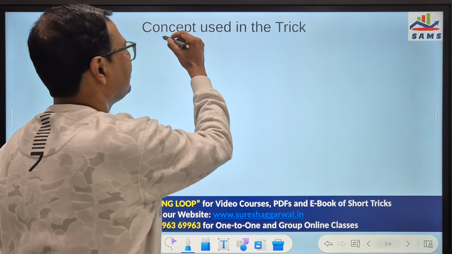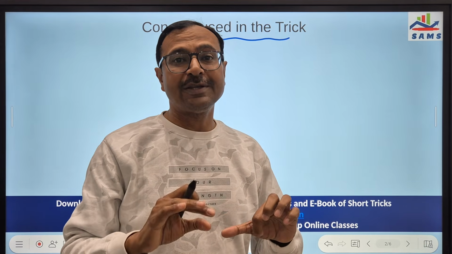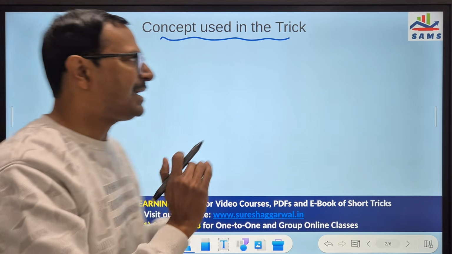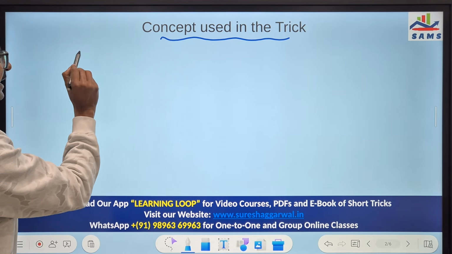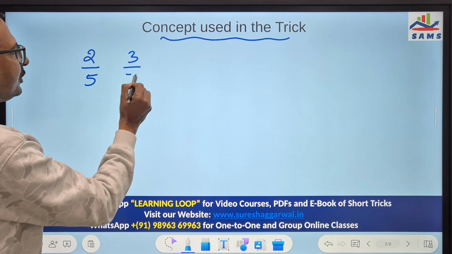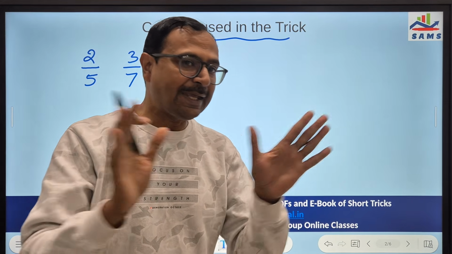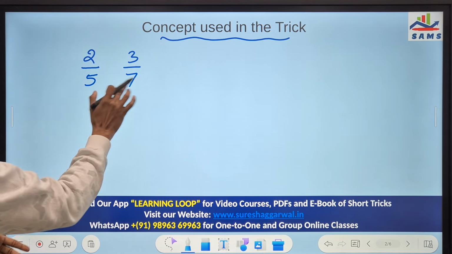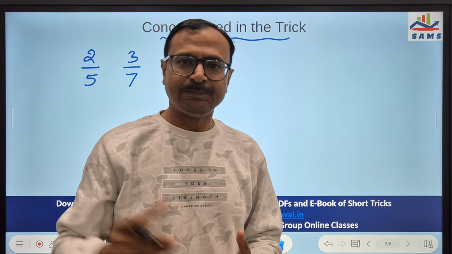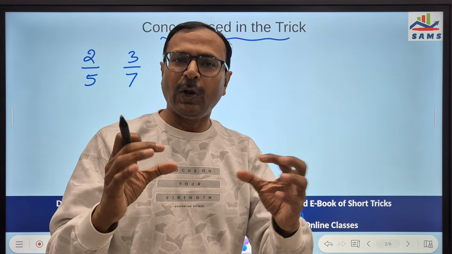Now the first thing we should know is to find the greater or the smaller fraction out of two fractions which are given to us. Like suppose you have, I'll take an easy example like 2 by 5 and 3 by 7. Now I want to find which one of them is greater without taking the LCM of the denominators 5 and 7. Here the LCM is also easy, but since we are understanding the concept, I am taking small numbers.